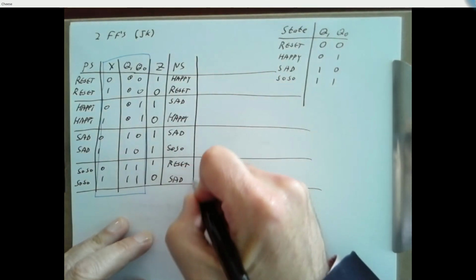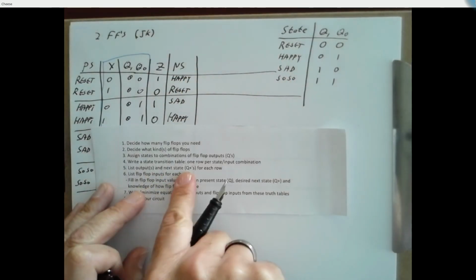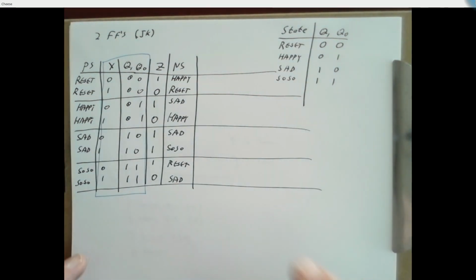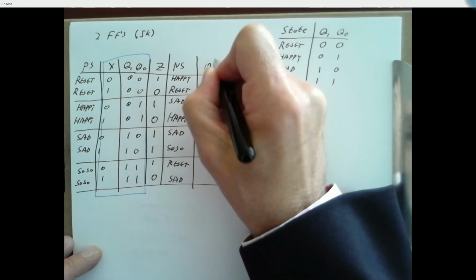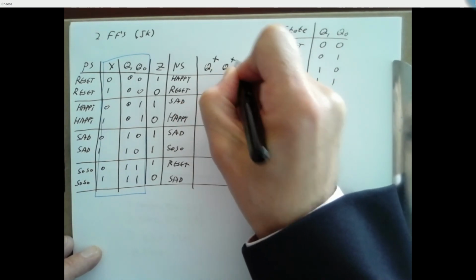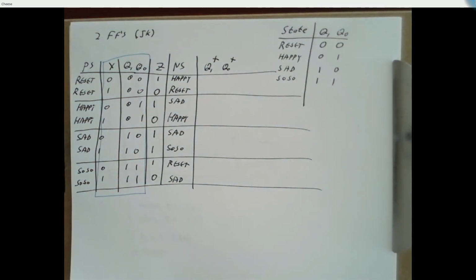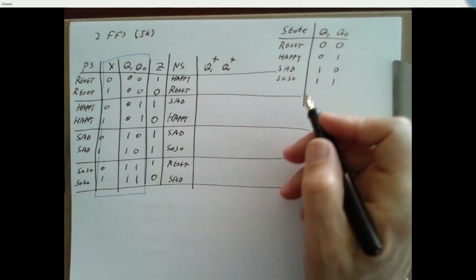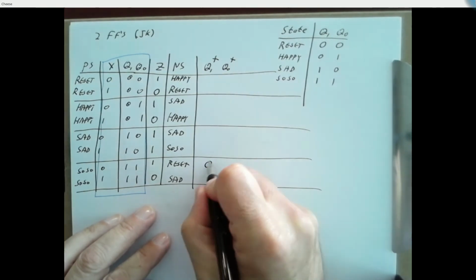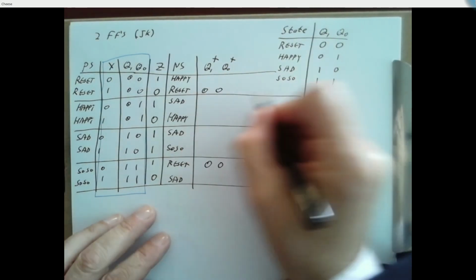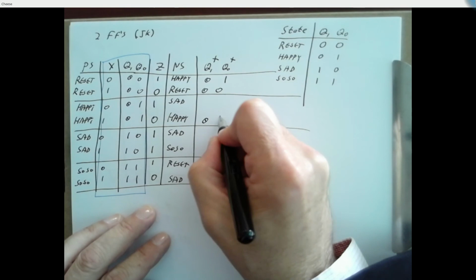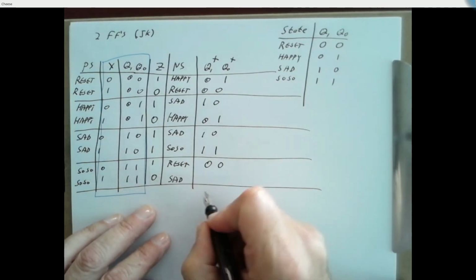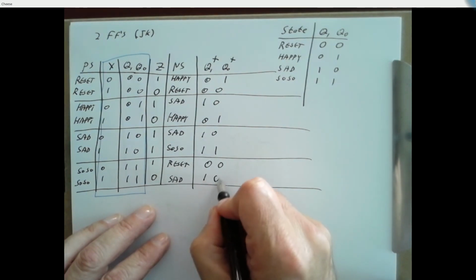All right. And then we want to list the next state in terms of the Qs, right? So the Q pluses, as we've been calling them, Q1 plus and Q0 plus. And again, we're just transcribing from our state assignment table. So reset is 0, 0. Happy is 0, 1. Sad is 1, 0. And so-so is 1, 1.